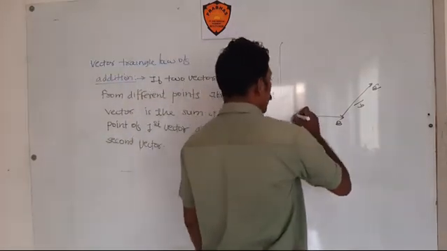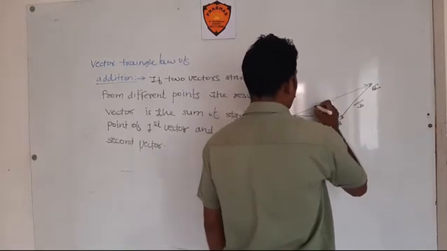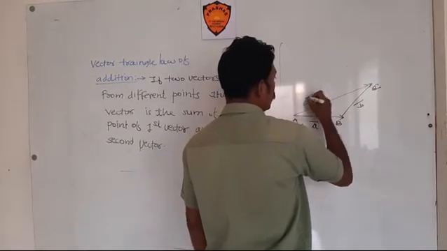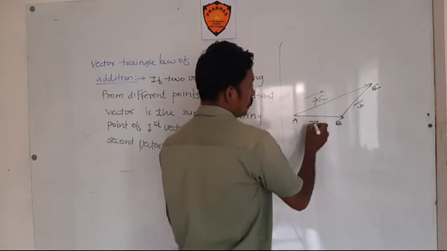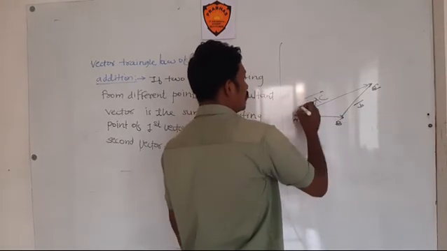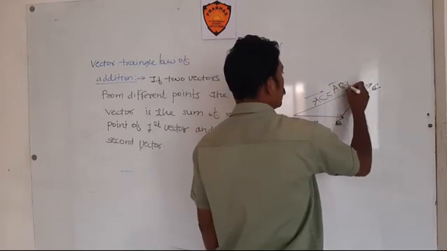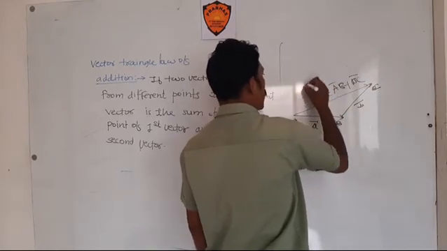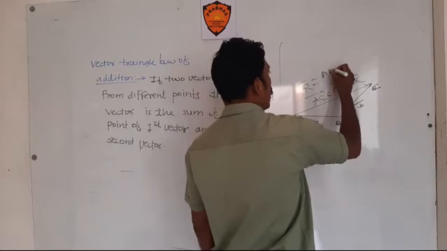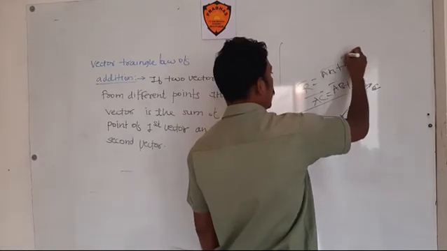This resultant is what? AC bar. This is AB bar, right? The resultant AC bar is equal to what? AB bar plus BC bar. The resultant R bar is equal to AB bar plus BC bar, right?